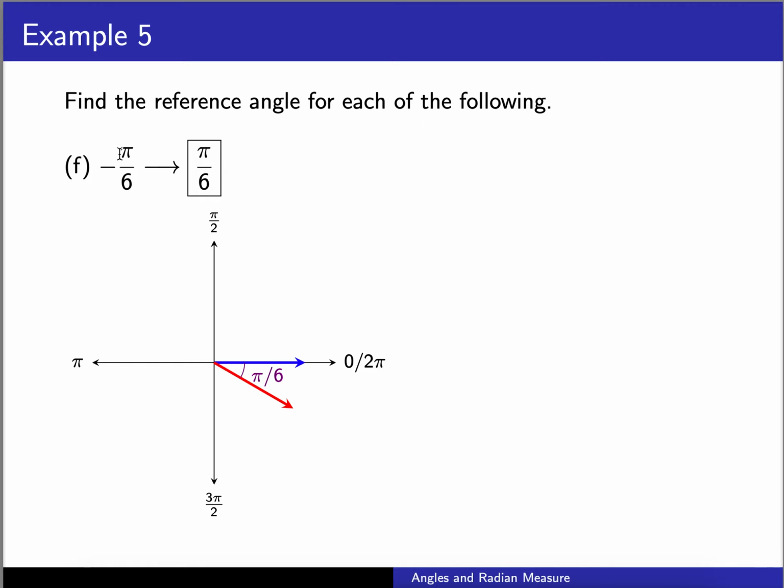Alternatively, we could have converted negative pi over 6 to negative 30 degrees. So again, this is a 30-degree angle rotated clockwise, or to the right. So 30 degrees in radians is pi over 6. So again, you have that option as well.